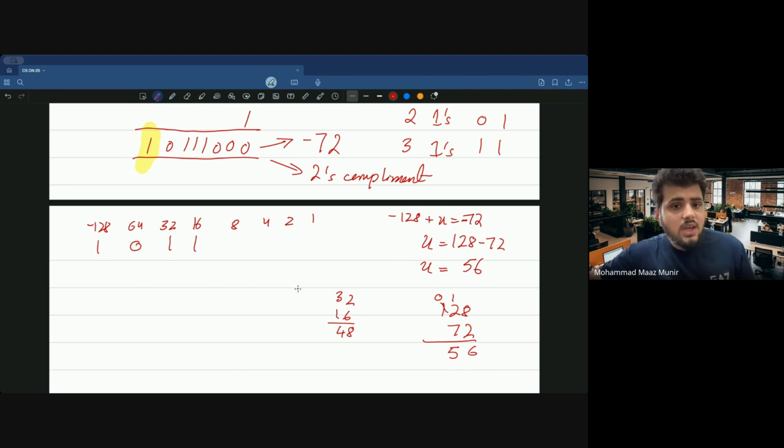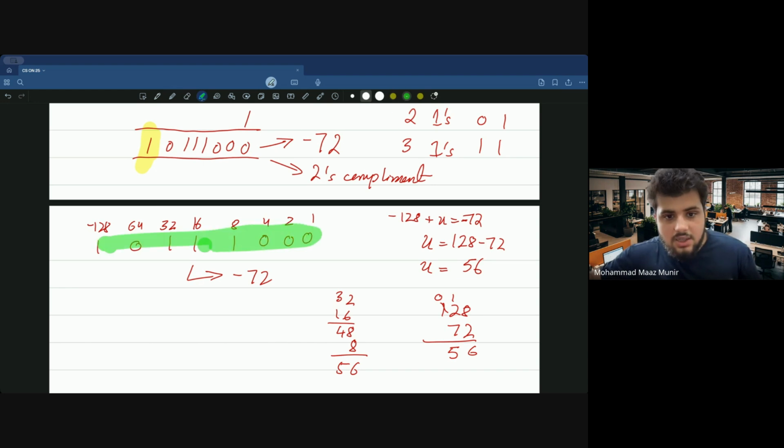So now 48 plus what number is going to give me a 56? 48 plus 8 is going to get me a 56 because 48 plus 2 is what? 50, and 50 plus 6 is basically 56. Now if I put a 1 up here and then these numbers are going to be 0. Now this number is what? It's negative 72, right? Now look at this number. This binary digit is exactly identical to this.